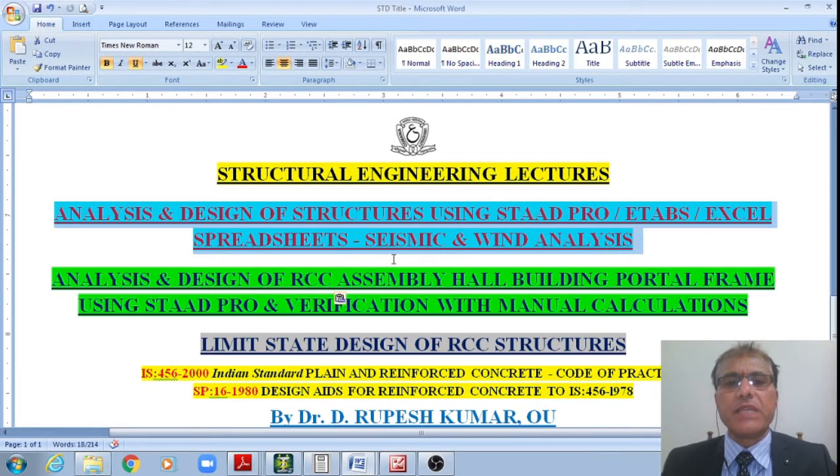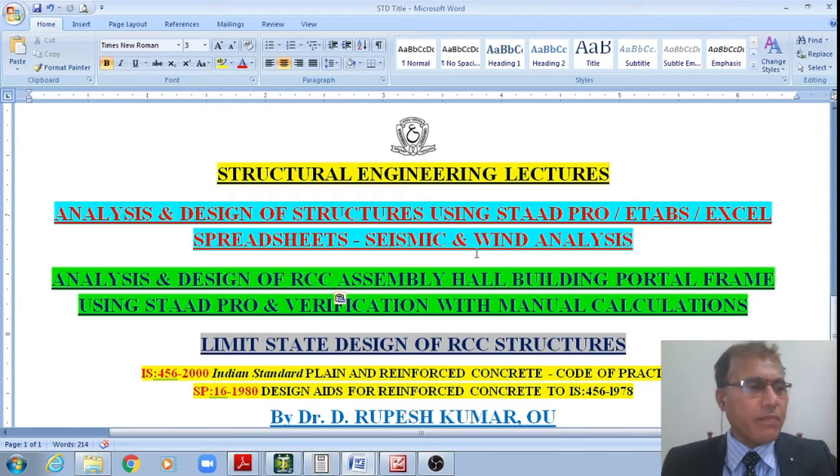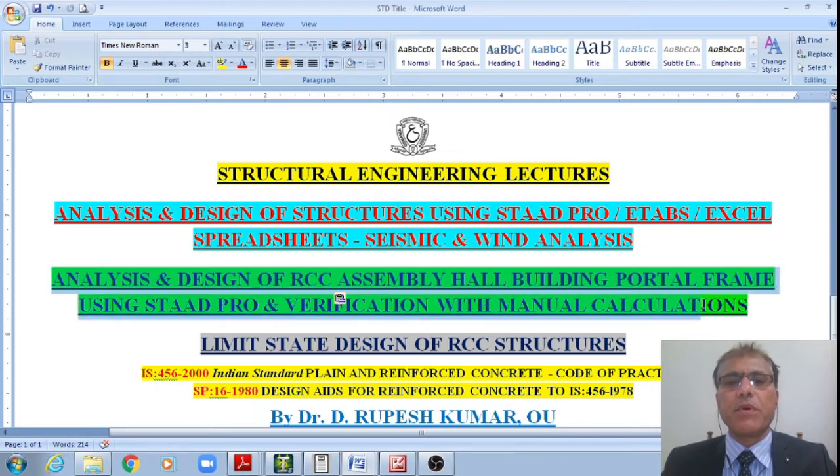In the previous class we have seen the analysis and design of an RCC circular beam, right? In today's class we shall see the analysis and design of an RCC assembly hall building. It's a portal frame using STAAD.Pro and verification with manual calculations, right?